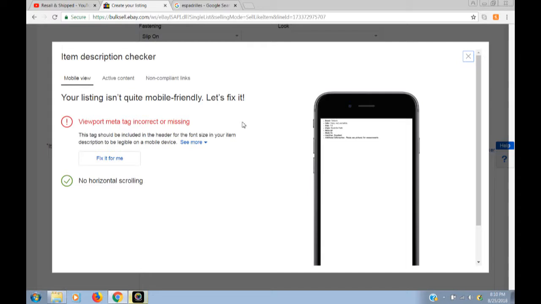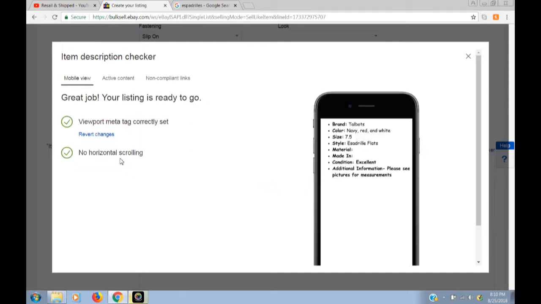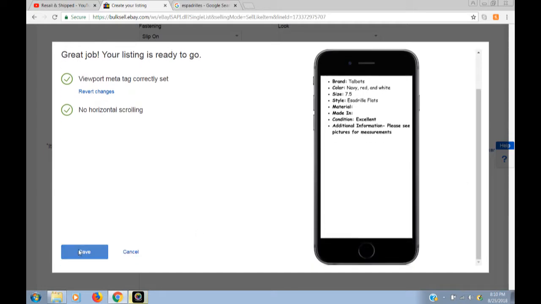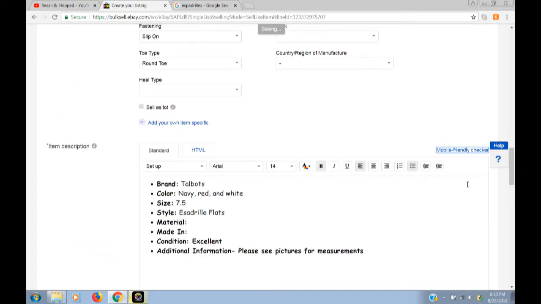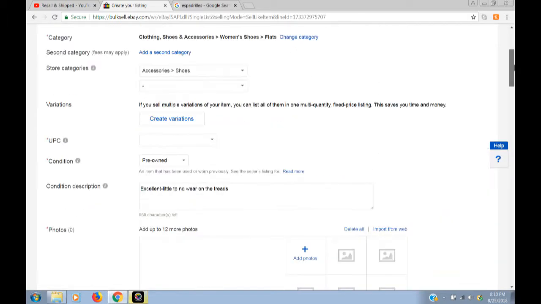And then another thing you want to make sure you do is click mobile checker. Fix it for me. I don't understand why this just can't be like a simple box or something instead of going to a new screen, but then you're all ready to go. And so then I would just put that additional listing down here. And I actually, let me see something.